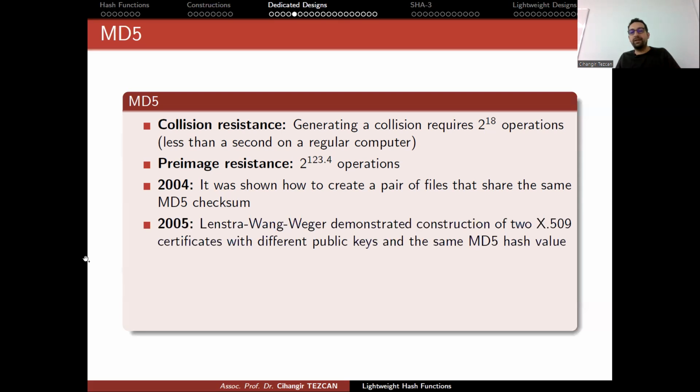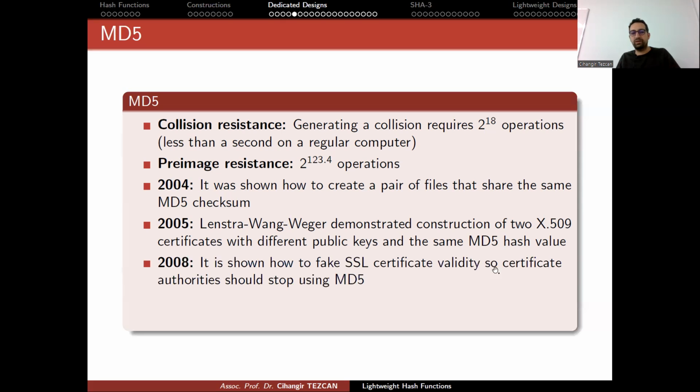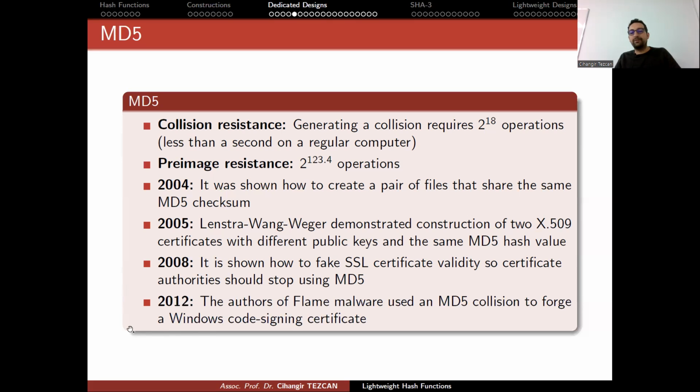In 2005, Lenstra, Wang, and de Weger demonstrated construction of two X.509 certificates with different public keys and the same MD5 hash value. So it is a problem for digital signatures. In 2008, it was shown how to fake SSL certificate validity, so certificate authorities should stop using MD5. In 2012, the authors of Flame malware used an MD5 collision to forge a Windows code signing certificate.